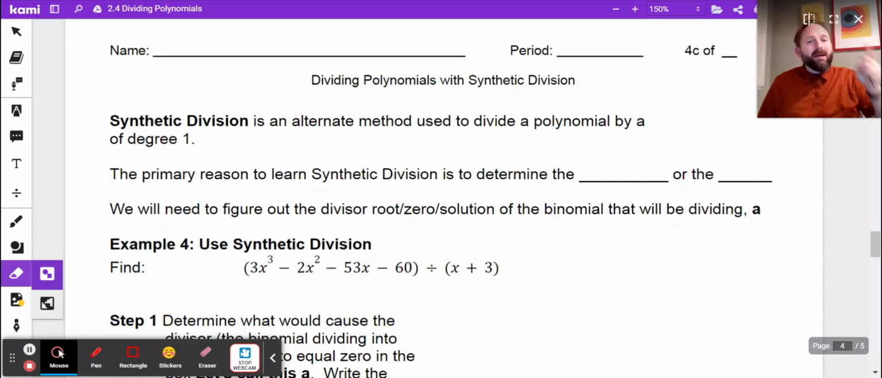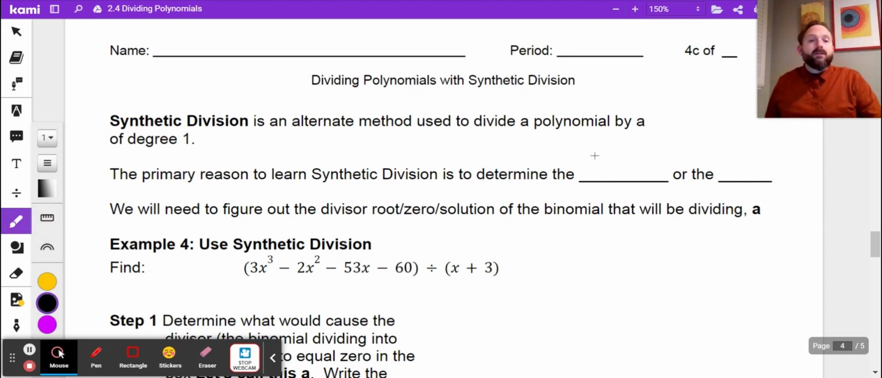Maybe not for the last time, but for the last time for now. So, specifically, we're going to talk about synthetic division. It's an alternate method used to divide a polynomial by a divisor of degree 1. The primary reason to learn synthetic division is to determine the roots or the zeros. Where does it smash into the ground? Basically, where does it hit the x-axis?